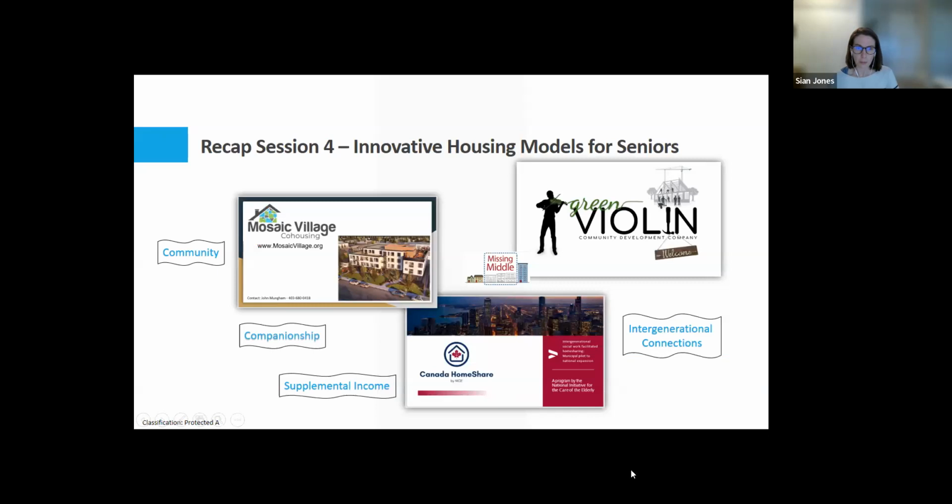The fourth session, held on May 18th, showcased innovative housing models for seniors. Participants heard what makes the programs innovative, what need the program aims to address, and the challenges and successes experienced in developing each of the models. Participants also heard how these models aim to provide alternatives in seniors housing by offering opportunities for intergenerational connections for Indigenous seniors, and a focus on facilitating community, companionship, and supplementing income.